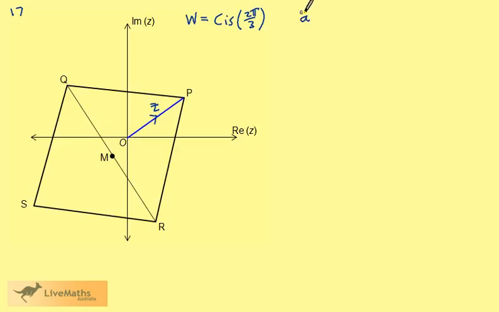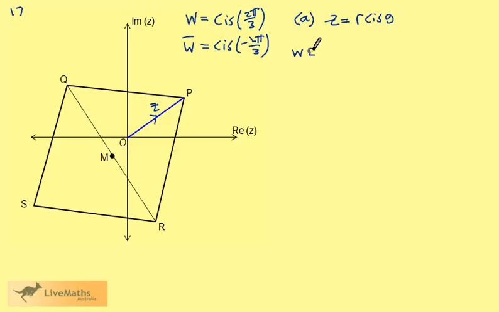For part A, we're told that Z is equal to R cis theta. We're asked to find WZ and W bar Z in polar form. If W is cis 2 pi by 3, then W bar must be cis negative 2 pi by 3. Remember, a complex number and its conjugate will always be reflections of each other in the real axis.